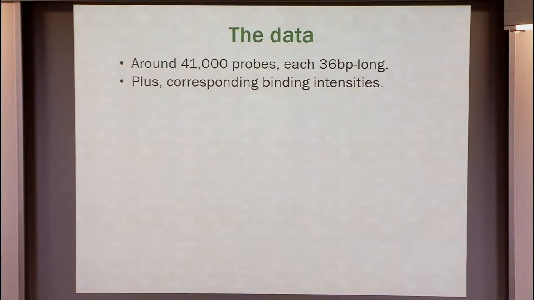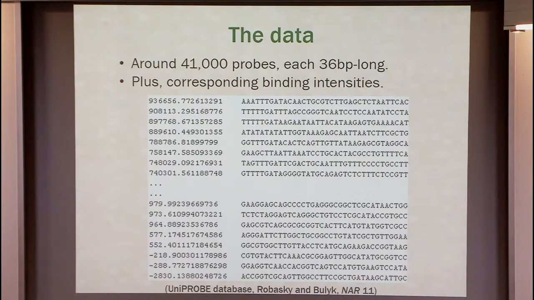And what is the data that we see as computational people? We can go to a public database and download one experiment, which gives us the binding intensity of a single protein to many of those sequences. In each experiment, we have around 41,000 probes, each of 36 base pairs, and the corresponding binding intensity. This is the data that we computational people download from the database. These days, the UniPROBE database from Martha Bulyk's lab contains more than 400 experiments covering proteins from different model organisms.